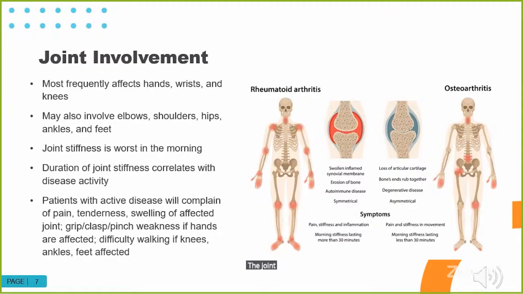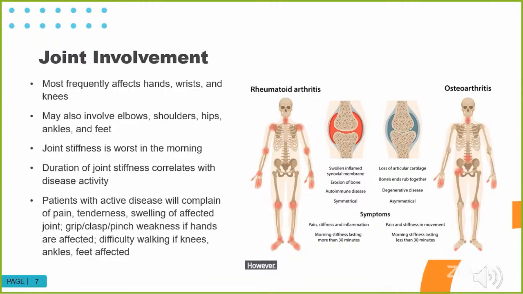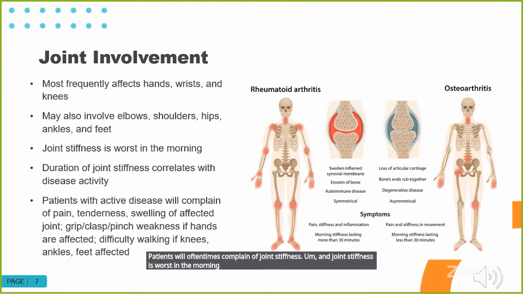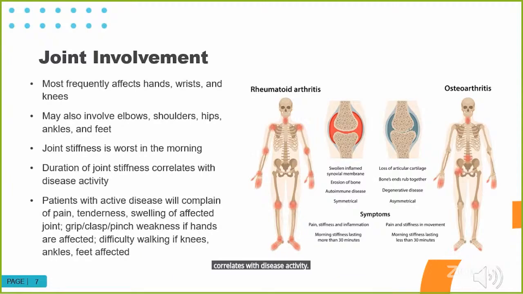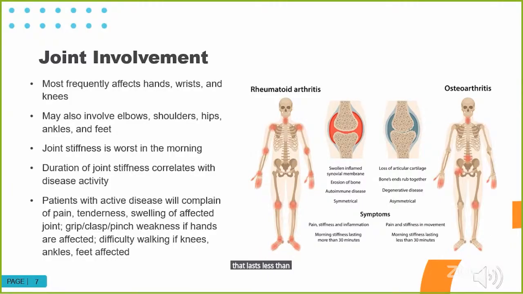The joints that are most commonly affected in RA are the joints in the hands, wrists, and knees. However, elbows, shoulders, hips, ankles, and feet can also be involved. Patients will oftentimes complain of joint stiffness, and joint stiffness is worst in the morning, and how long the joint stiffness lasts correlates with disease activity. So patients that have joint stiffness for 2 hours, 3 hours in the morning have higher disease activity than those patients that have joint stiffness that lasts less than 2-3 hours.